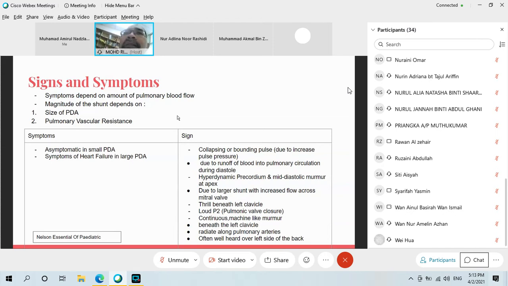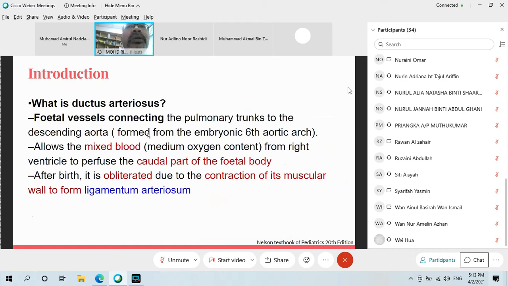Okay, so wide pulse pressure, bounding pulse, loud continuous murmur, cardiomegaly, so it's suggestive of large PDA. You do not need to know how to measure the size. It's okay, you don't need to do that. But to appreciate the signs and symptoms, yes. So from that, you can decide whether it's a large PDA or small PDA. Okay, next.